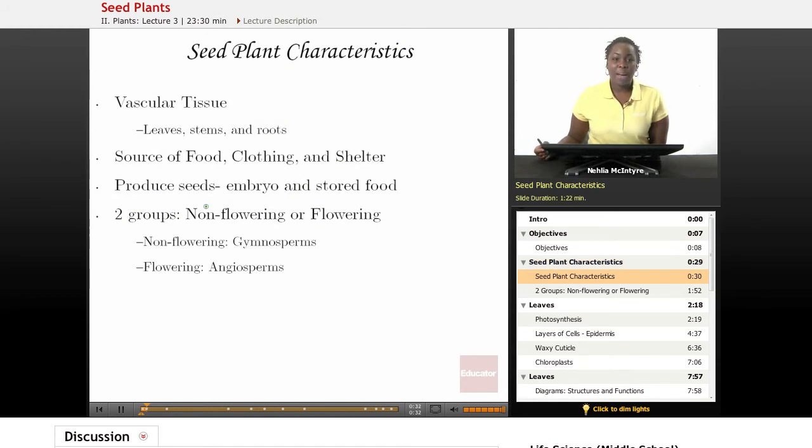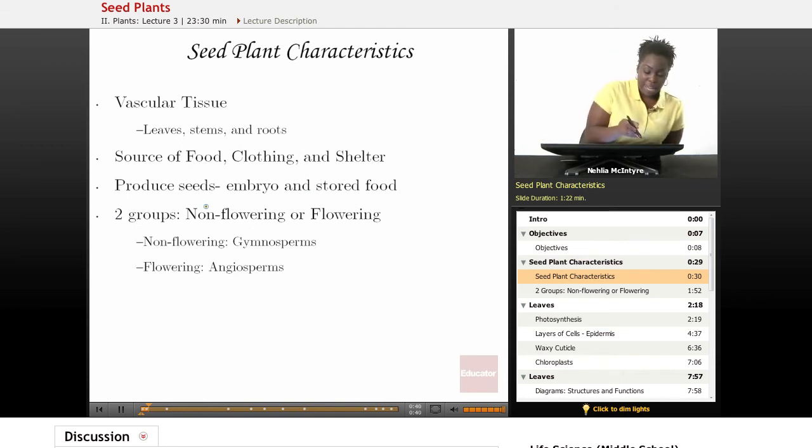Let's start by talking about seed plants and what characteristics all seed plants share. Seed plants contain vascular tissue, which is the tissue used to transport water, food, and nutrients throughout the plant. The vascular tissue is actually found throughout the leaves, stems, and roots.